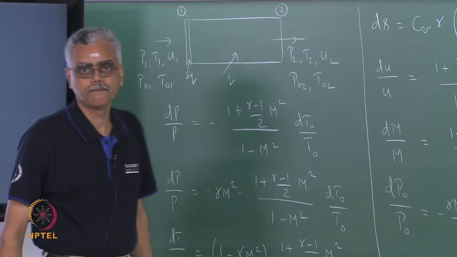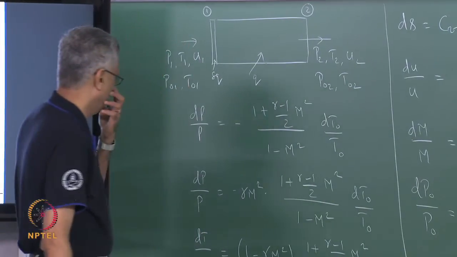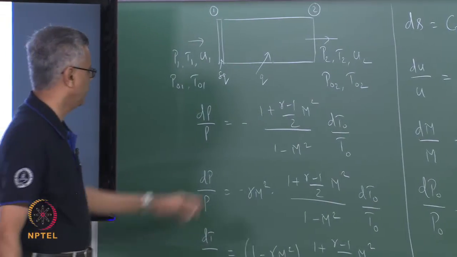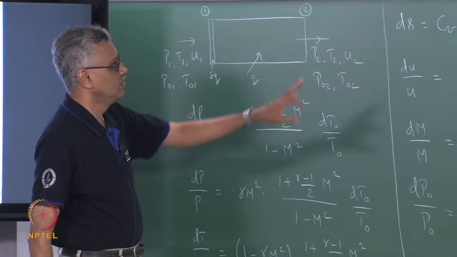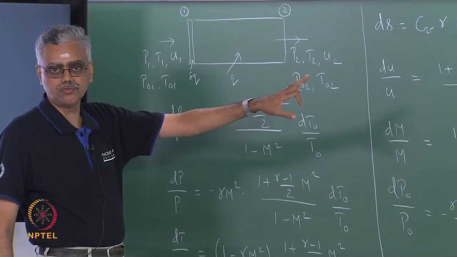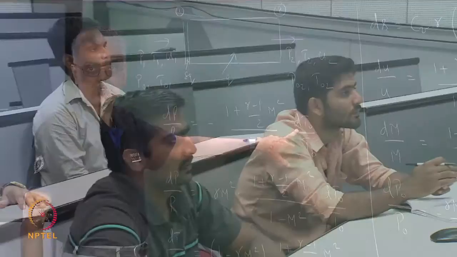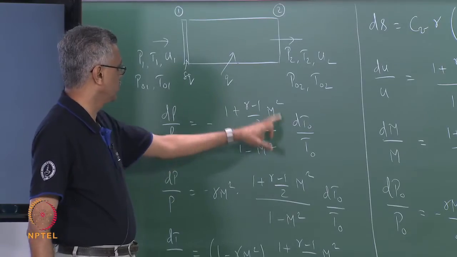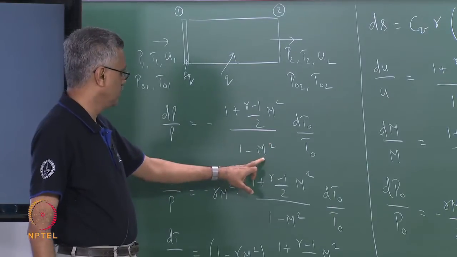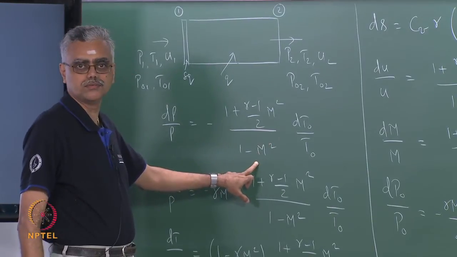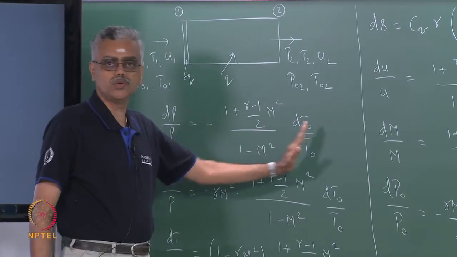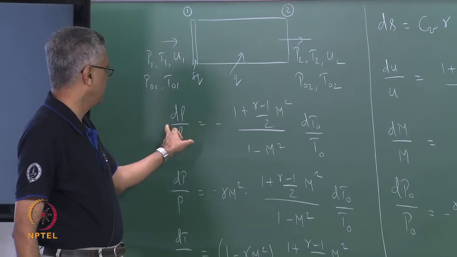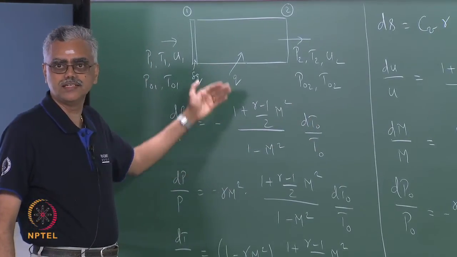Sir, can you repeat again? Which part do you want me to repeat? The density part. Yeah. Okay. So we are looking at adding heat to a subsonic flow. So dT naught is positive, correct? M is less than 1, so the term in the numerator is positive. M is less than 1, so this is also positive. That means this entire thing is positive. There is a negative sign here, so d rho is negative. That means density decreases.